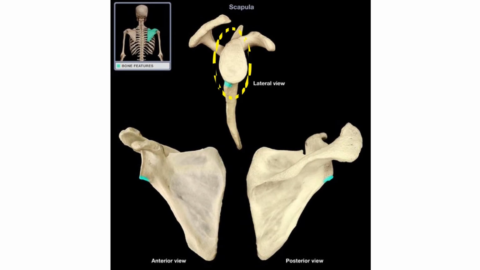Now we will have a look at the superior picture, and we can see that the glenoid fossa is facing us, and there is a green area inferior to it. This is called the infraglenoid tubercle, and it can be seen also in the posterior view and anterior view.